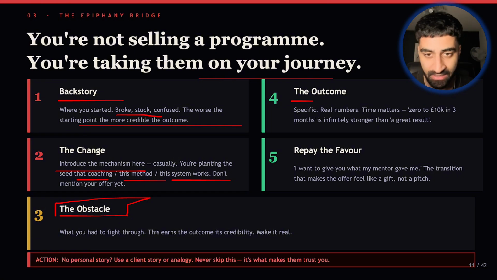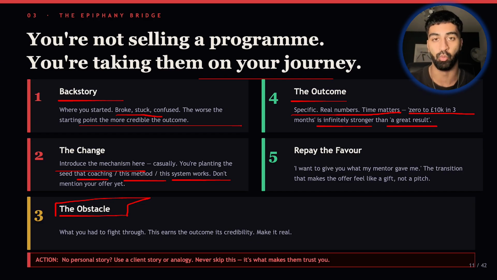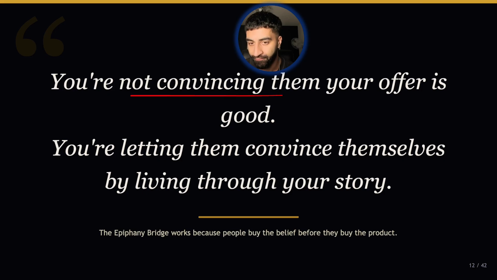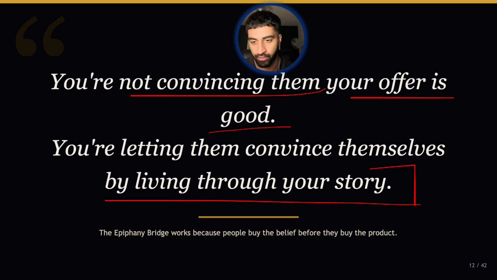Anyways, the outcome, be specific, real numbers, time matters, 0 to 10k in 3 months is infinitely stronger than great result, okay? So what result did you get that made you so good at selling this or the product or whatever, right? Then repay the favor. Then you want to paint it like you're repaying the favor. So I want to give you what my mentor gave me or whatever, right? Whatever your source is. This transition makes the offer feel like a gift and not a pitch. You're not convincing them that your offer is good. You're letting them convince themselves by living through your story. So like the superhero model. You want them to kind of live through your story. And the more you relate to them, the better, I promise.